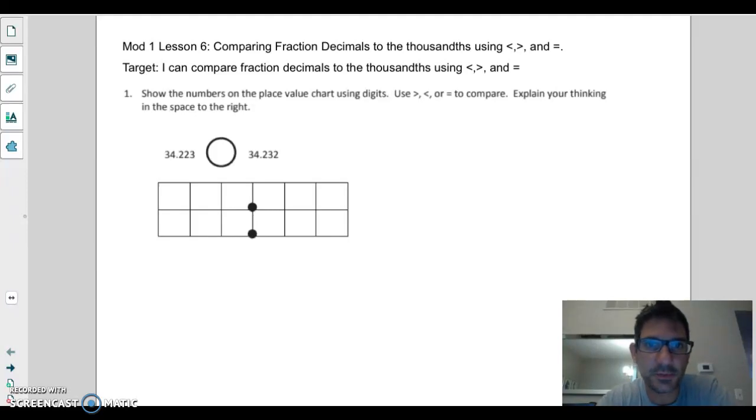We're on lesson 6. We're going to compare fraction decimals to the thousands using greater than, less than, or equal sign. So just a quick review here. Okay guys, the review, just so we all remember the difference between greater than, less than, and equal.